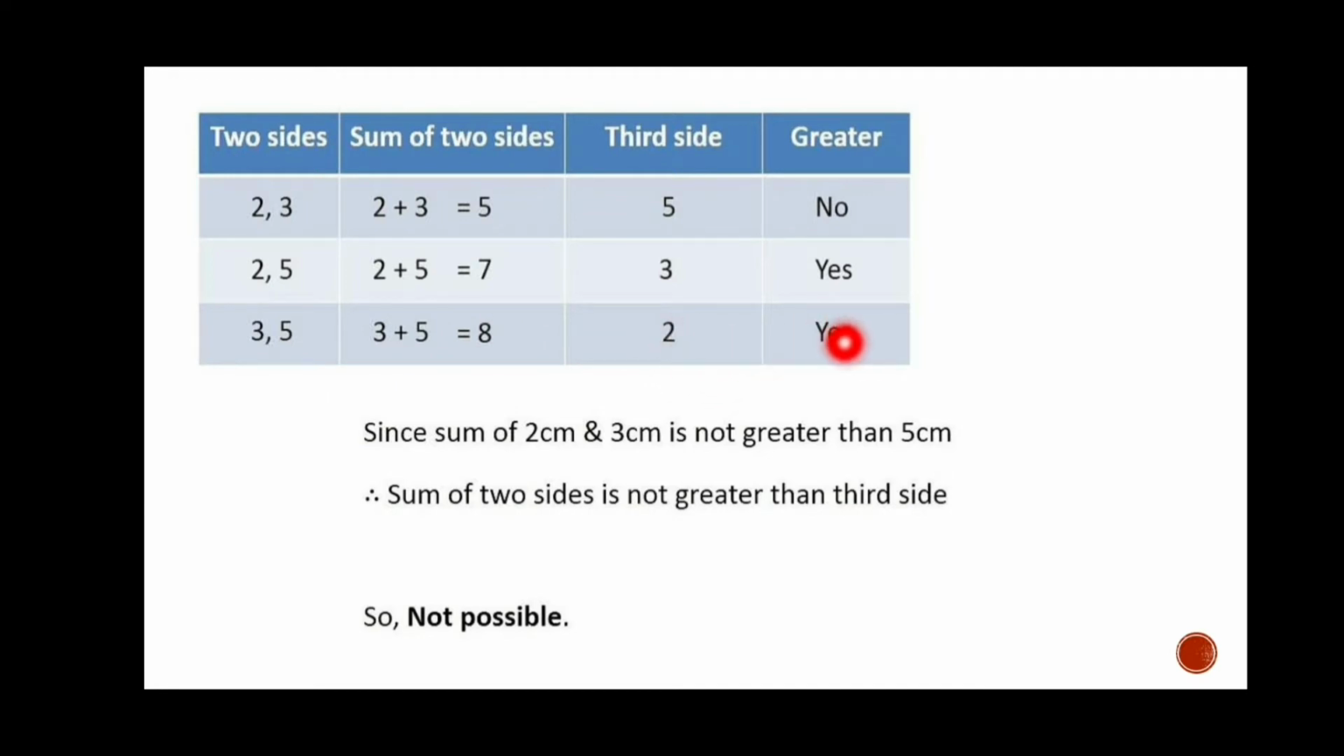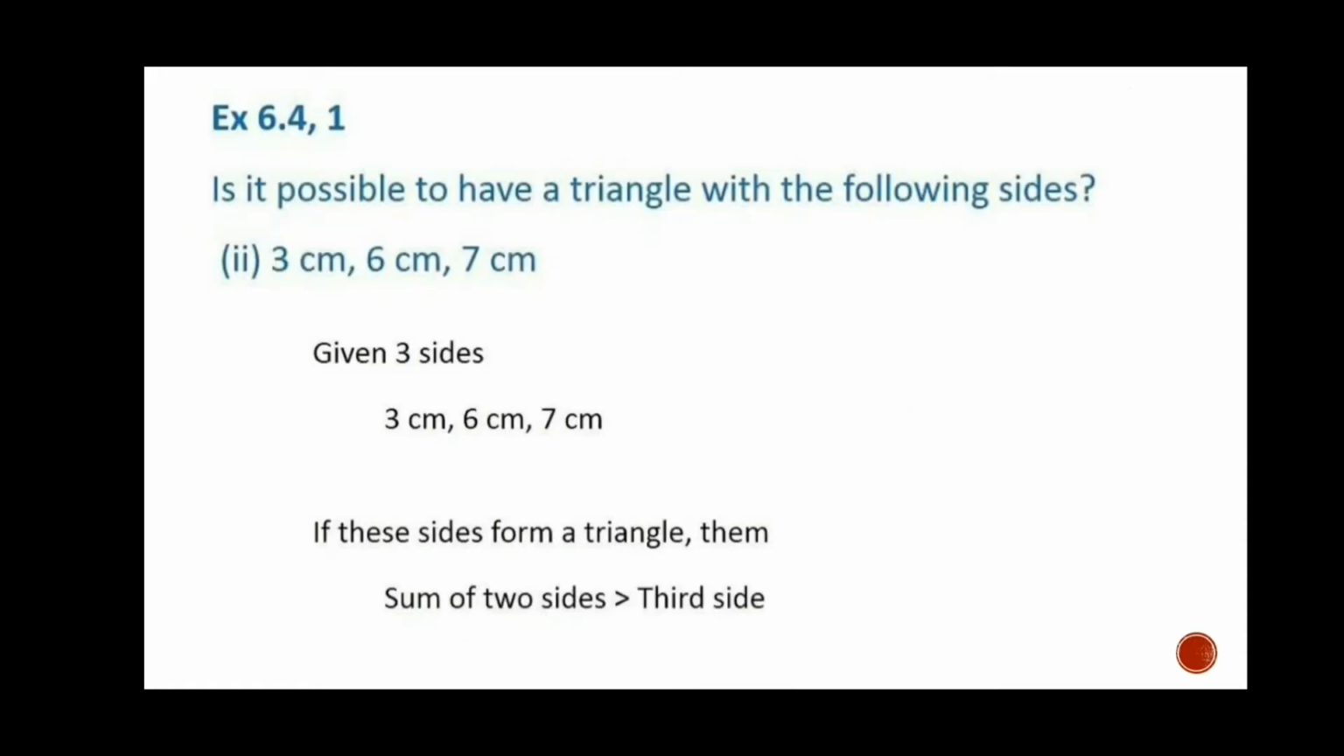Now here you can see out of these three cases only two are coming yes, or we can say that in only two cases the side sum property is satisfied, but in one case it is not satisfied because the side and the sum are both equal. So we can say that the sum of 2 and 3 centimeter is not greater than 5 centimeter, therefore it is not possible to form a triangle. To make a triangle, for all the pairs which we take, or we can say all three cases, we need yes here.